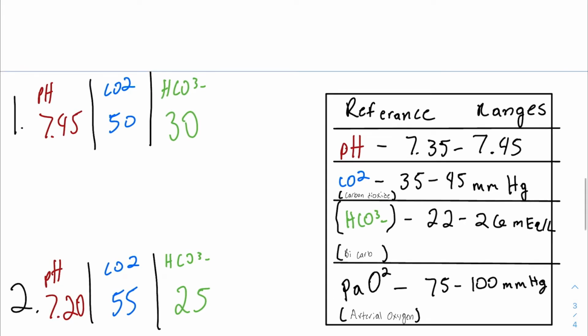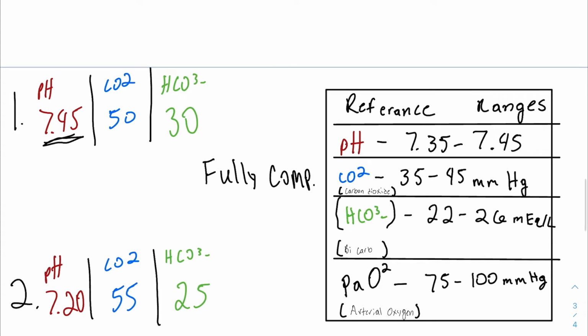So, first, what tells the story on whether a blood gas is compensated or not is, you're going to want to look at the pH. Is the pH within normal range? 7.45? Yes, that is within normal range because it's 7.35 to 7.45. So it's going to be fully compensated. And I'm just going to abbreviate that real quick for the lack of room I have. Now that we know it's fully compensated, we've got to figure out the problem here.